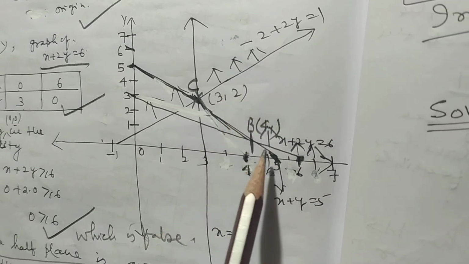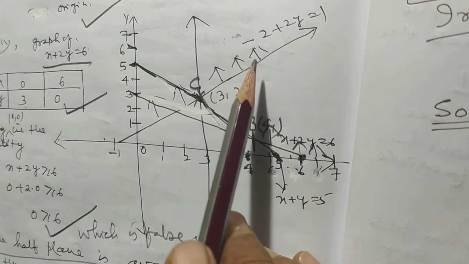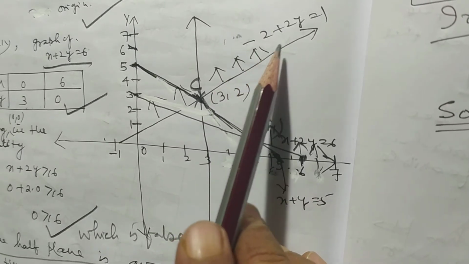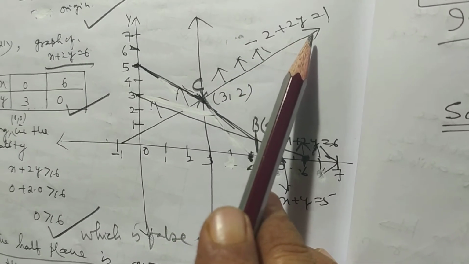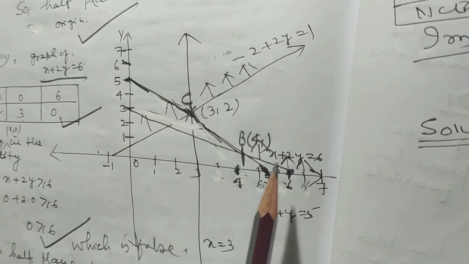The part of x plus 2y greater than equal to 6 will lie on the upward side of the x-axis. And also, this is minus x plus 2y is equal to 1.